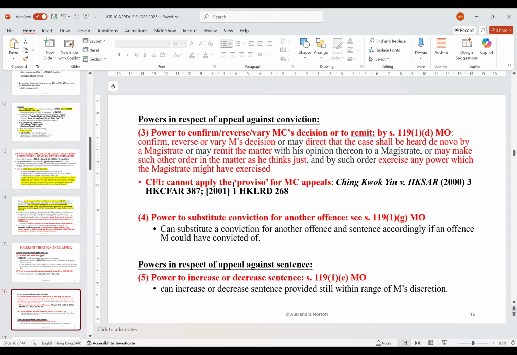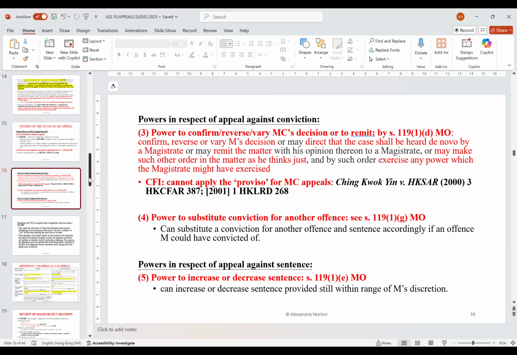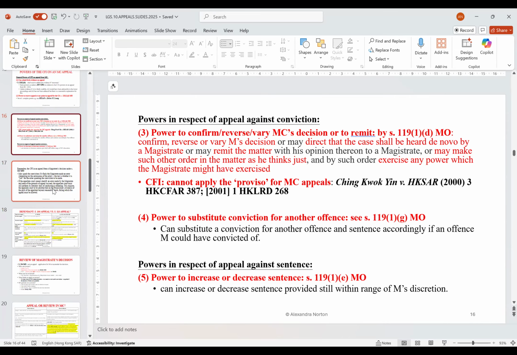But the CFI judge can also substitute the conviction for another offense that the defendant could have been convicted on at the trial, like if the prosecution established the elements of another offense. They can also increase or decrease the sentence. And it's important, if you are appealing, to warn your client that a consequence of the appeal could be that his actual sentence is increased on appeal.